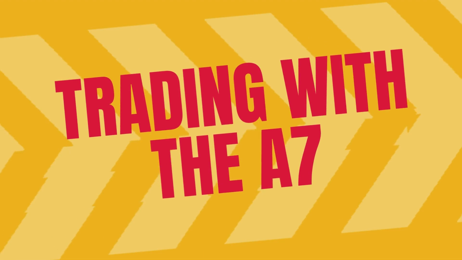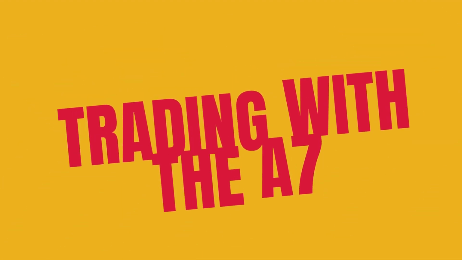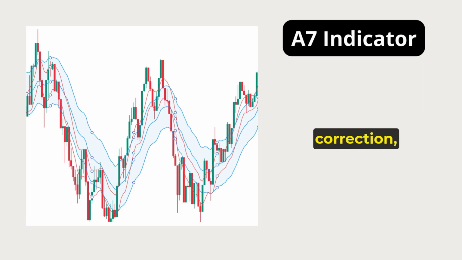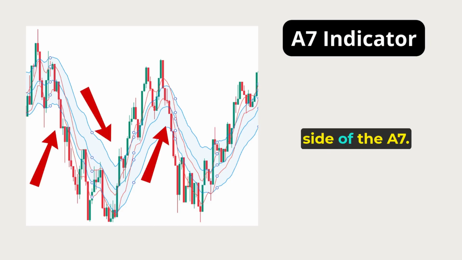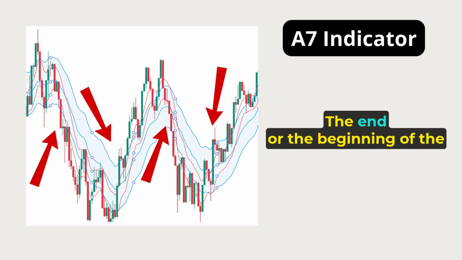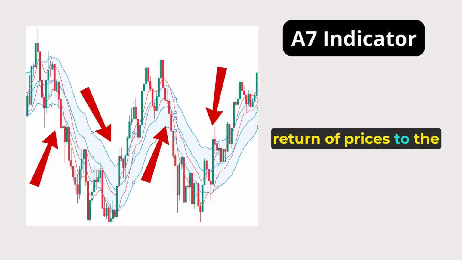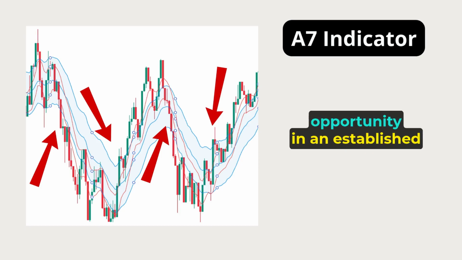How to trade with the A7 technical indicator. When a bullish or bearish trend undergoes a significant correction, prices move to the opposite side of the A7. The end, or the beginning of the correction, is marked by the return of prices to the other side of the A7. This can be used as an entry opportunity.